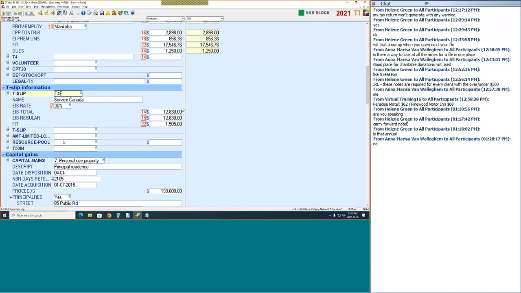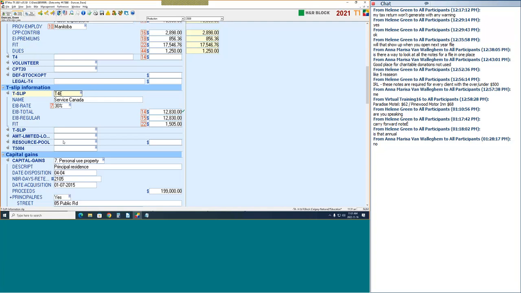A few other things that will happen when you have T3s and T5s, so those are your investment slips. A lot of times, T3s and T5s, your client will have one slip. They will have one nice summarized slip, everything in one place. And then when you go and do the download, you're going to have four or five slips and lots of little bits. And your job now is to look at all of those slips and say, is it all from the same place?